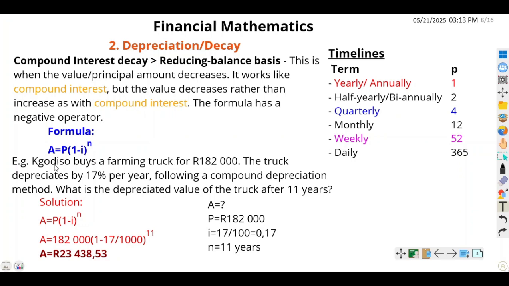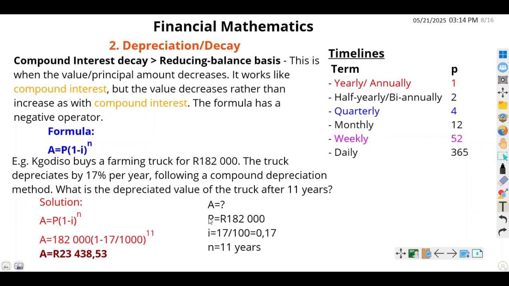Okay, so let's read the question again. Hudiso buys a farming truck for 182,000 rands. The truck depreciates by 17% per year following a compound depreciation method. What is the depreciated value of the truck after 11 years? So we need to know after 11 years how much I can now sell this truck for. So what do I have? I do not have the future value because that is what we are looking for. We want to know how much it is going to be after 11 years.